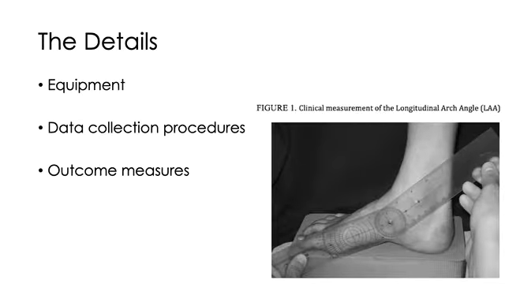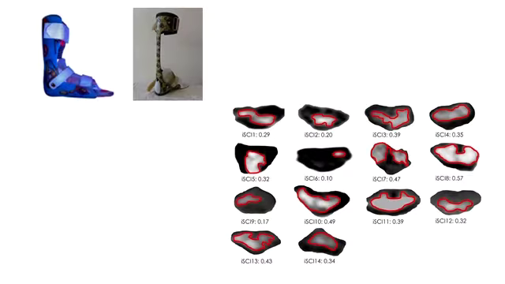Another good thing to add in the methods section would be either a diagram, like Larissa's flowchart, or a photo of the procedural setup. I really like this photo from Tom McPoyle's 2017 group, and they published this paper. It's just a nice, simple photo. How are they clinically measuring the longitudinal arch angle? That photo speaks volumes. And for the details, you want to include specific equipment detail, how you collected the data, and your outcome measures.